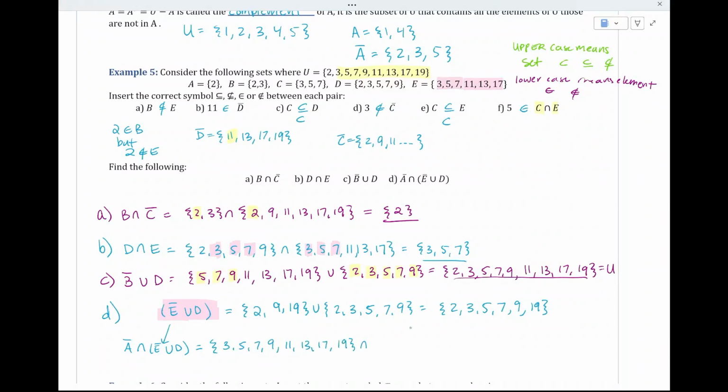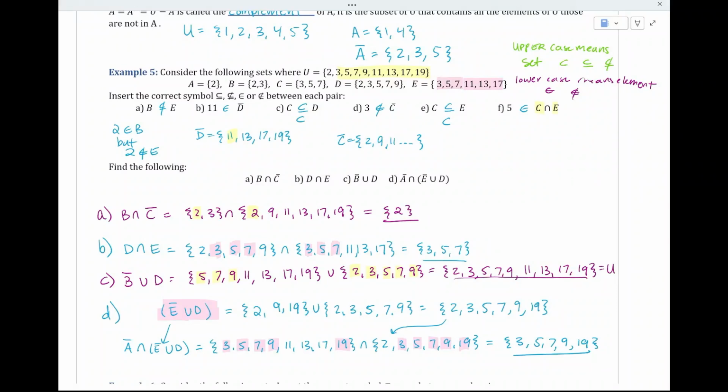And intersect with this. 2, 3, 5, 7, 9, and 19. So let's see what they have in common. They both have the 3, and the 5, and the 7, and the 9, and the 19. So that's 3, 5, 7, 9, and 19. That is working with unions and intersections with some finite sets.